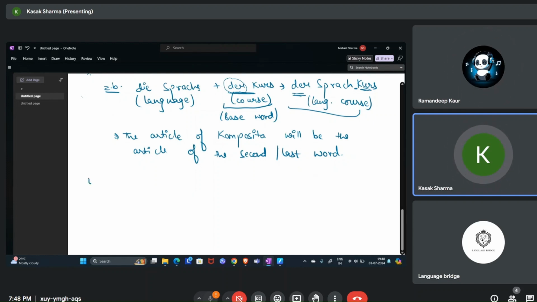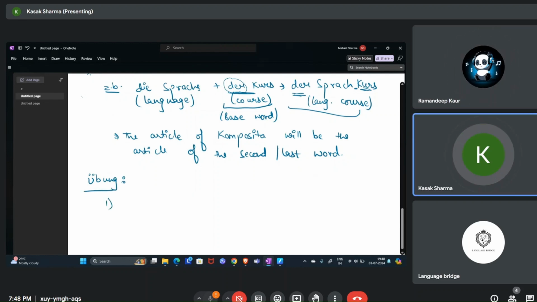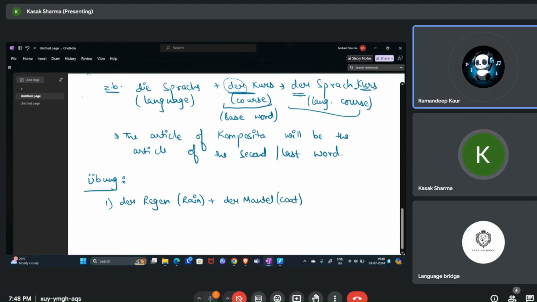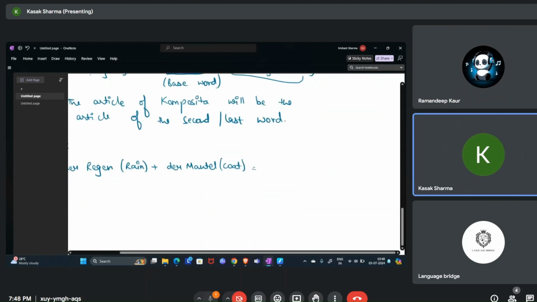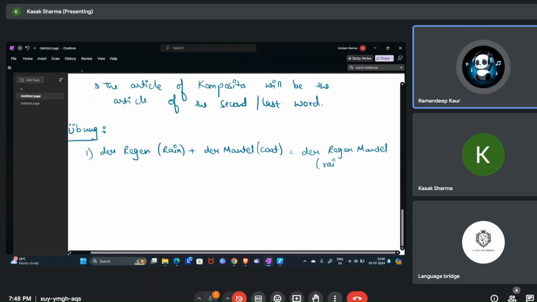Now some examples. First we have der Regen. Regen is rain, and then we have der Mantel. Mantel is coat, the coat that we wear. Now it will be der Regenmantel, basically raincoat.